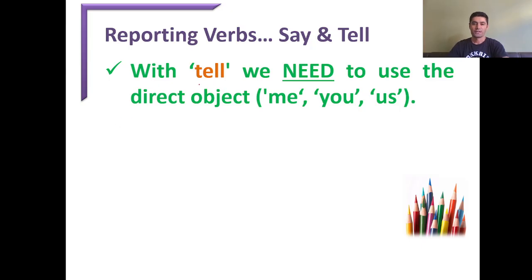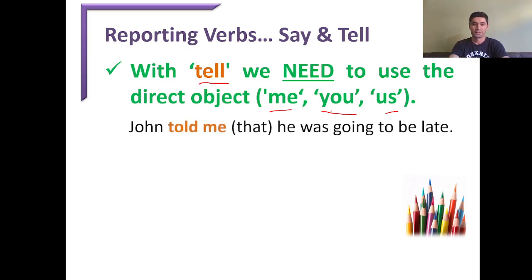So, as you can see here, with tell, we need to use the direct object. For example, objects like me, you, us. So you can say, tell me, tell you, or tell us. For example, John told me that he was going to be late. So here we can see that we're using the object me right after told. There is nothing between told and me, right?